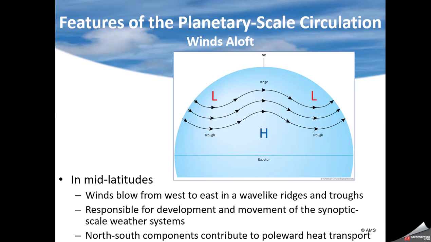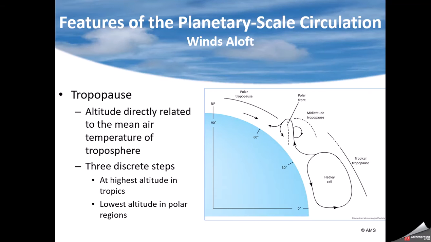Now, in the mid-latitudes, where we live, the winds generally go from west to east, and you can see they're like a trough, ridge, trough. And if you look at the contours of 500 millibar or 300 millibar, whatever level you want, you basically see this pattern.